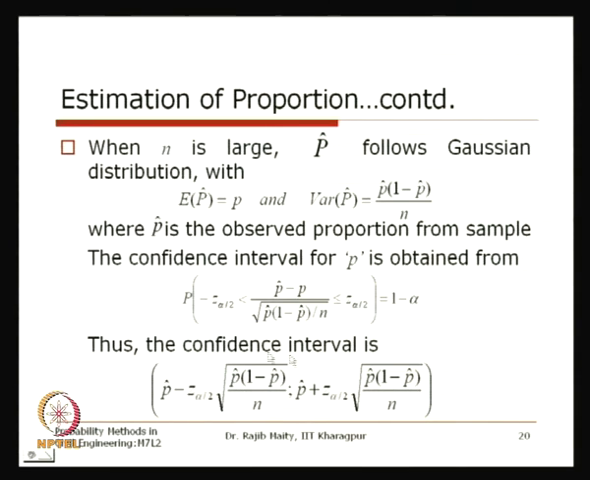So, thus the confidence interval of the proportion follows from this. If we look at the confidence interval of p, we multiply this quantity with this value and add it to p cap. So, we get the lower limit p cap minus z alpha by 2 times the square root of the variance, that is the standard deviation, and the upper limit is p cap plus z alpha by 2 times the square root of p cap into 1 minus p cap by n.